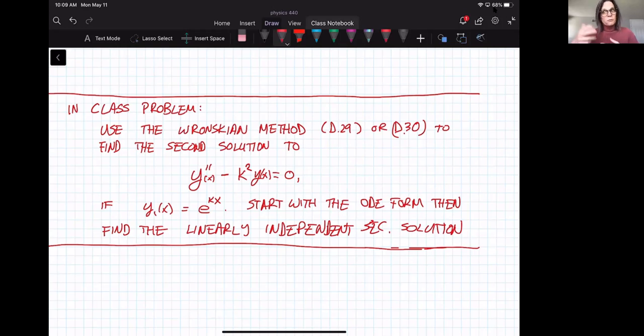Okay, straightforward enough. You'll know if you got the right answer. We're going to assume that the first solution is e to the kx. So start with the ordinary differential equation form, and then find the linearly independent second solution. I'm going to start assigning rooms once I know everybody's written this down. So once you put your hand up in your response, once you've written all this down, you're ready to go.